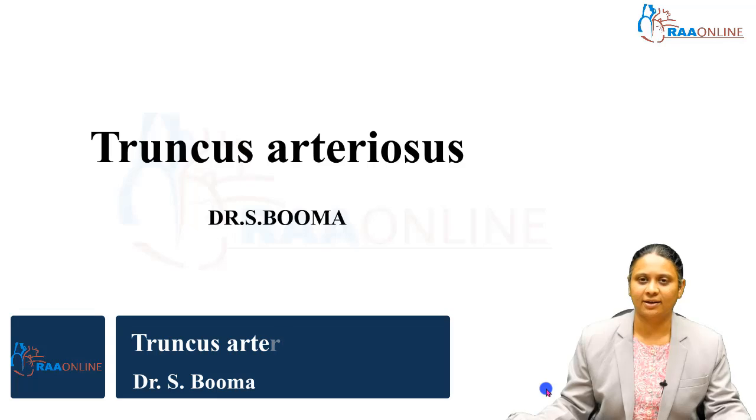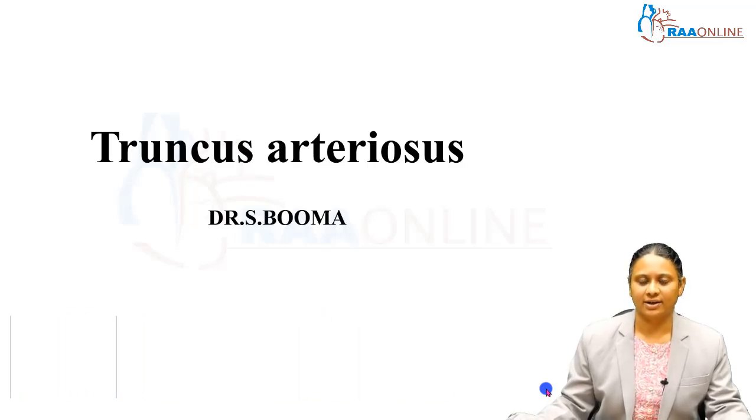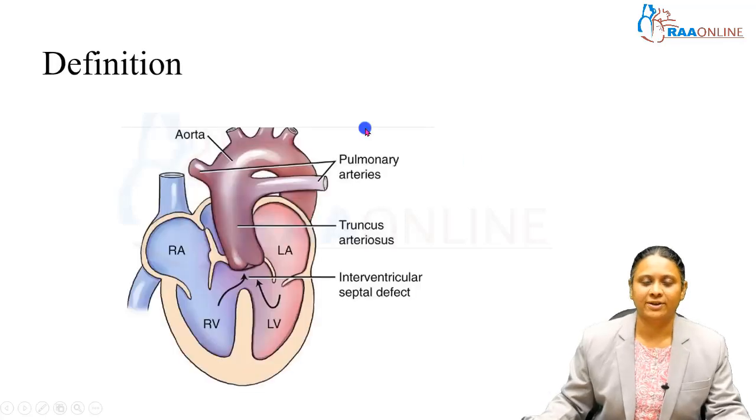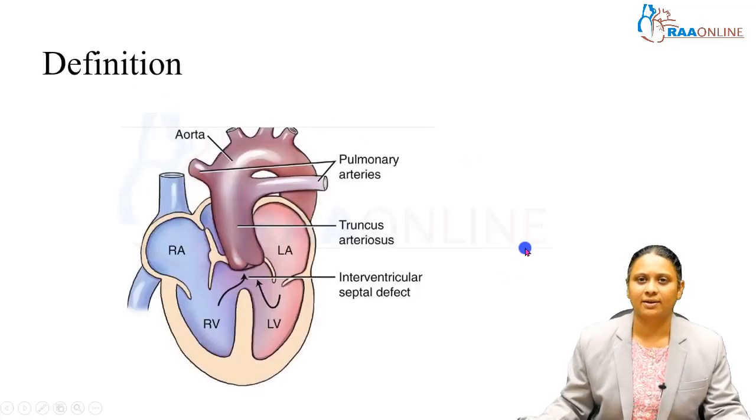Today we'll see another simple cyanotic congenital heart disease, truncus arteriosus. The definition of truncus arteriosus: a single semilunar valve which gives rise to a common arterial trunk, from which arise the aorta, which gives rise to systemic arteries, the pulmonary arteries, as well as the coronary arteries. It is because of the failure of development of the spiral septum.